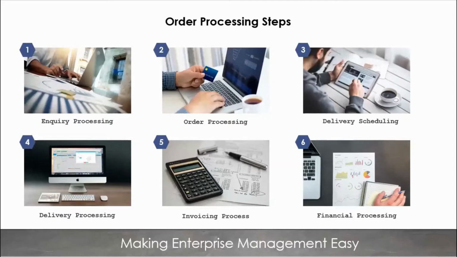The third step is delivery scheduling. Here, multiple delivery schedules can be entered as per the customer requirements and manufacturing delivery capabilities. The fourth step is delivery processing. This step involves a lot of working components like delivery note creation, packing list creation, dispatch note creation, and much more. The fifth step is invoicing processing. The client is informed regarding the sum that is due in exchange of goods sold and delivered to him or her. The sixth and final step is financial processing.